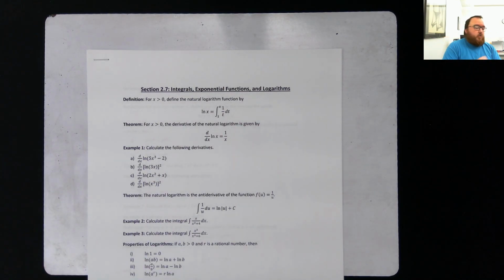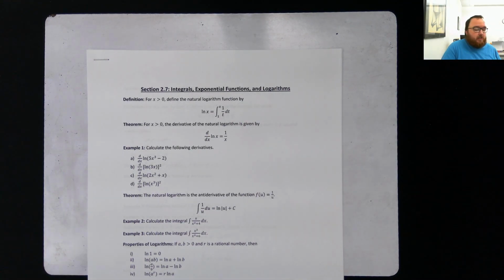All right, we can now move on to section 2.7, which is going to be integrals, exponential functions, and logarithms. This is actually all stuff you would have learned in Cal 1. I'm just going to combine it with other stuff.